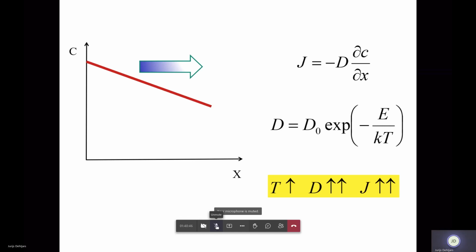Is the question clear? Why? High diffusion, why? Because of the formula. Because of the higher diffusion coefficient. And the higher diffusion coefficient is delivered by higher temperature. So this is a full explanation. Is this clear to everybody?